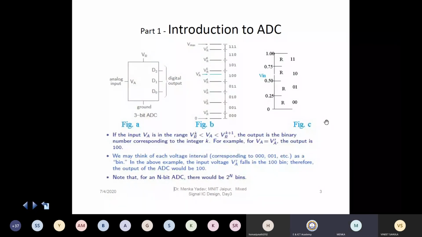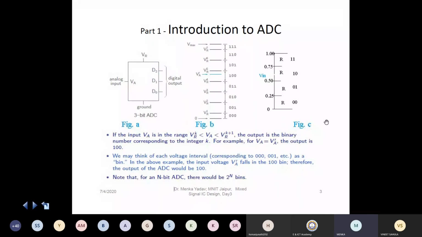So first of all, let us see what ADC is. So ADC, analog to digital converter. Here I have given in the first figure A, just refer figure A. This is the block diagram. Here VR is the reference voltage, or you can say the maximum voltage, and ground is the minimum voltage. Means between these two levels we want to convert our analog signal into the digital domain.